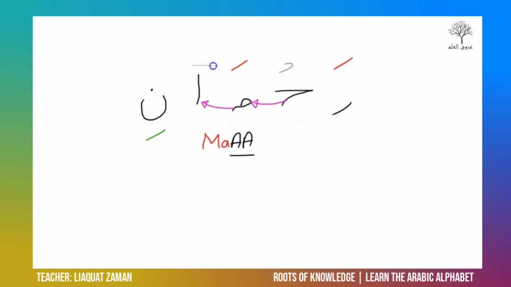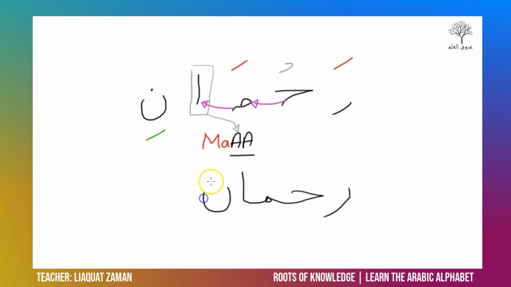Okay, so that's the alif. And all it does is stretch the letter before it. Ma. So Rahmani. Rahmani. So give it a little stretch. Rahmani. Now it's written like this. If you put it all together, it's written like this. Rahmani.